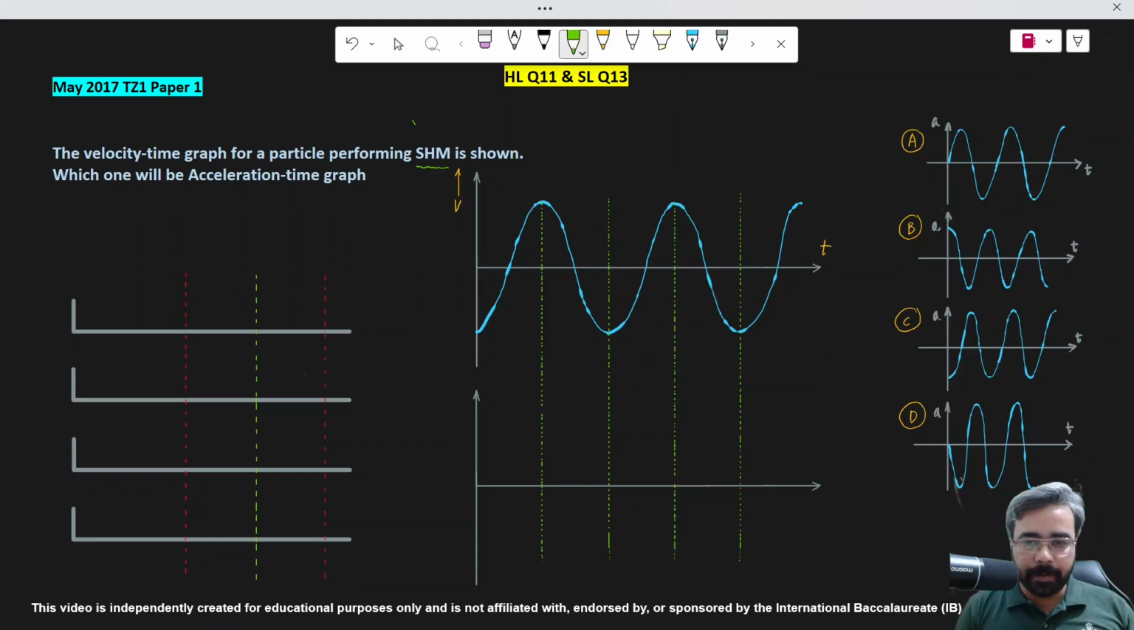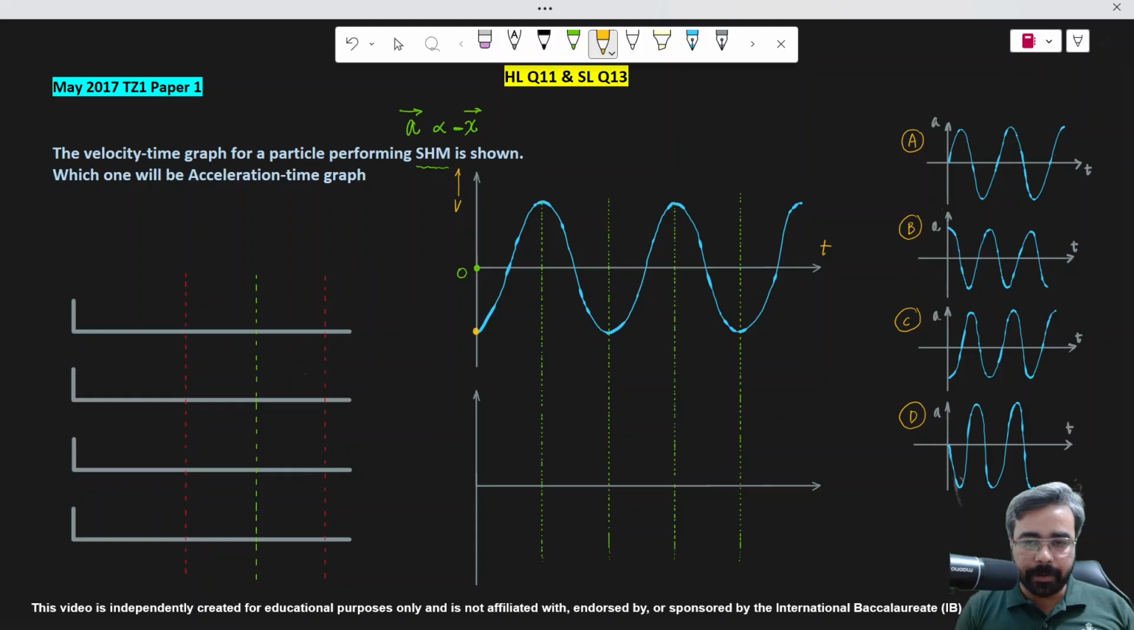So simple harmonic motion is a special case of oscillatory motion in which acceleration is directly proportional to displacement, but always directed towards the equilibrium position. This velocity time graph shows us that at time t equal to 0 seconds, the velocity of the particle is maximum right at that point, which means it is maximum negative.